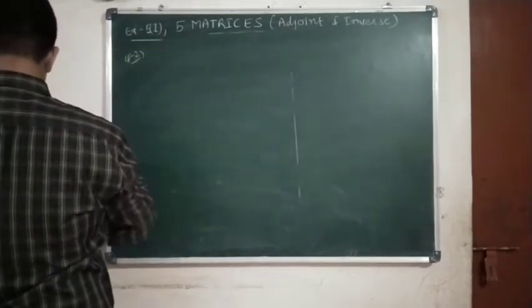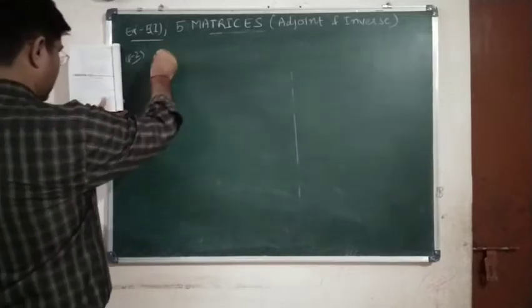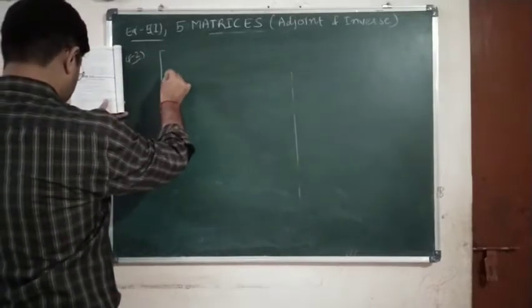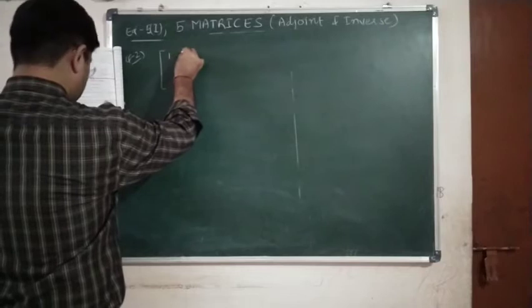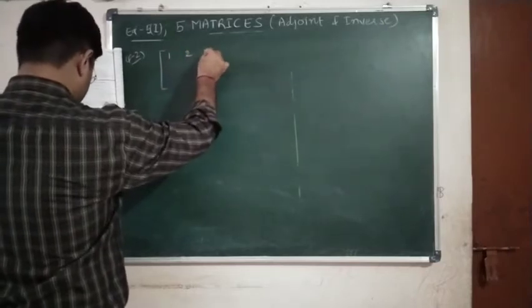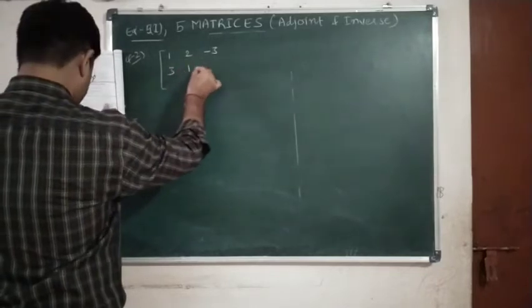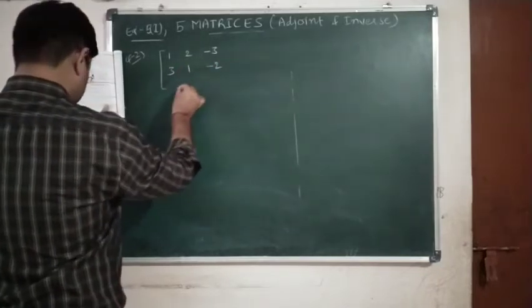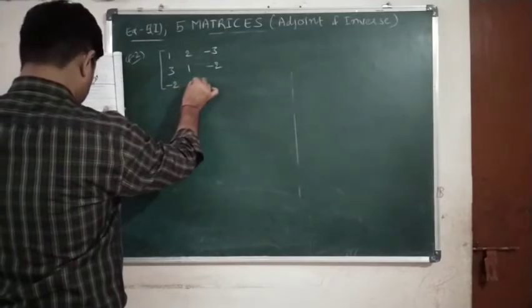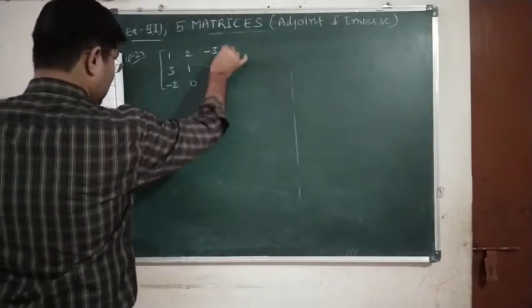Question number 2. Okay, we are given a 3 by 3 matrix. Entries, row wise, are 1, 2, minus 3, 3, 1, minus 2, and minus 2, 0, and 4.